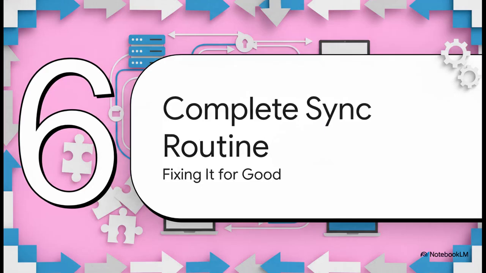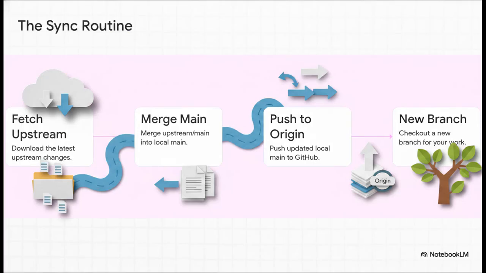Okay, let's move to section 6, the complete sync routine. Let's piece all of this together into an actionable workflow you can use today to fix this for good. This is the exact routine you should run before you start any new piece of work. Step 1. Fetch upstream changes so Git knows what's out there. Step 2. Merge those upstream changes into your local main branch, which catches your local machine up. Now, pay super close attention to step 3, because it gets skipped all the time. Push that updated local main back up to origin.